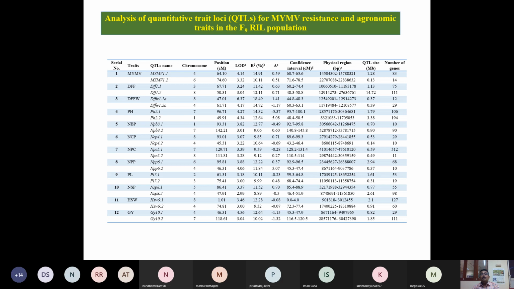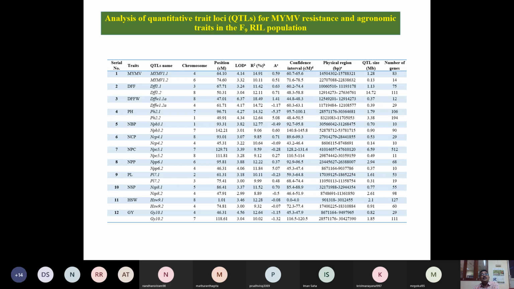So whenever you look at any QTL table, you have to look at the R-square value first. In this case, the QTLs we mapped for the trait are on chromosome 4 and chromosome 6. We have one major QTL on chromosome 4 and another major QTL on chromosome 6, explaining around 14% and 10% phenotypic variance. Apart from that, we can see the LOD score is above 3. Yes, the LOD scores are above 3.